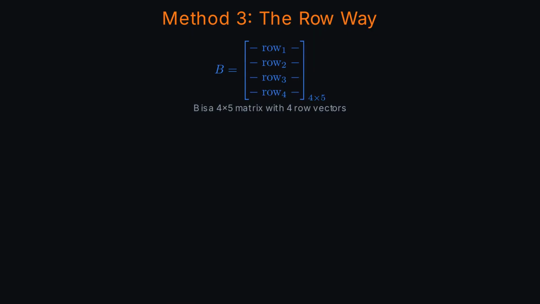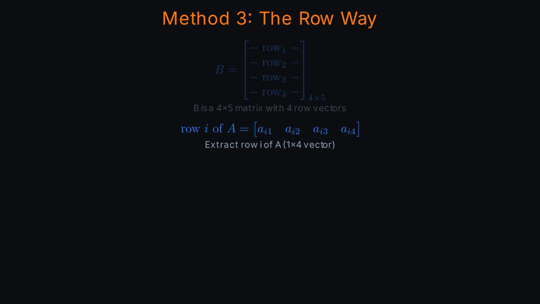The column way sliced C column by column. Now let's flip it. Method 3, the row way. Take row i of A, multiply that single row vector by the full matrix B. The result is row i of C.